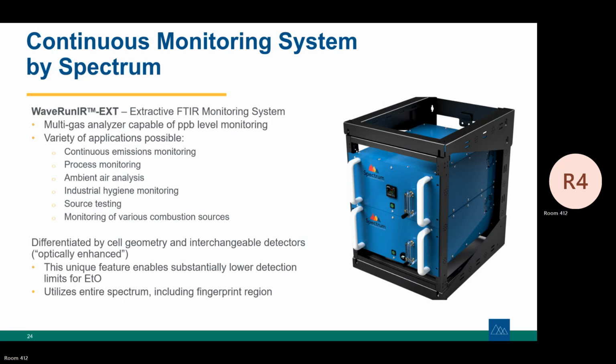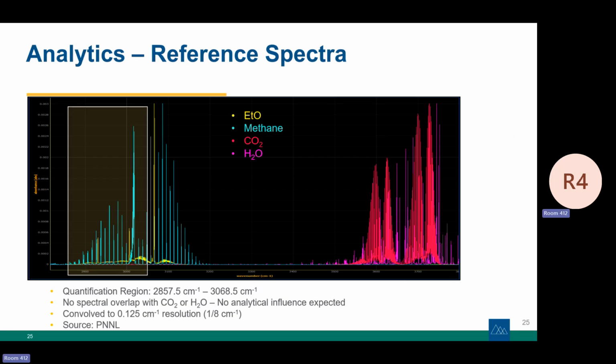So this is some early work that we did to look at the actual quantification of the ethylene oxide. This is the quantification region here in the white box. As you can see, there's little to no overlap with carbon dioxide or water, so there shouldn't be much analytical interference expected. And then we went down to 1/8 wave number.